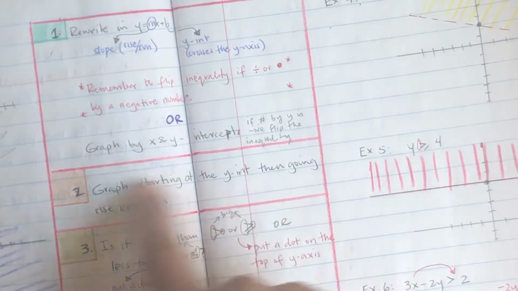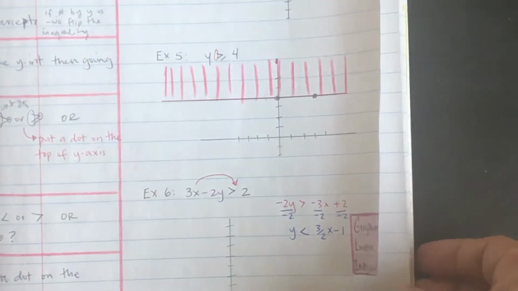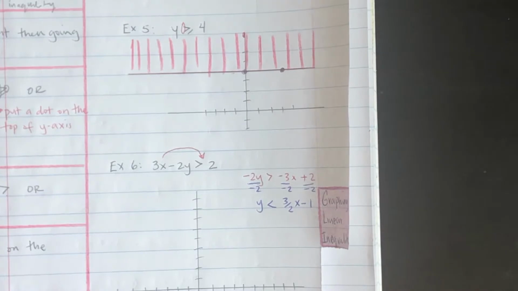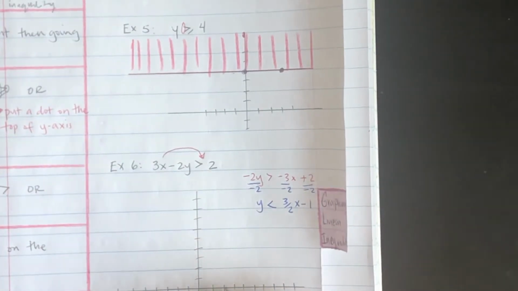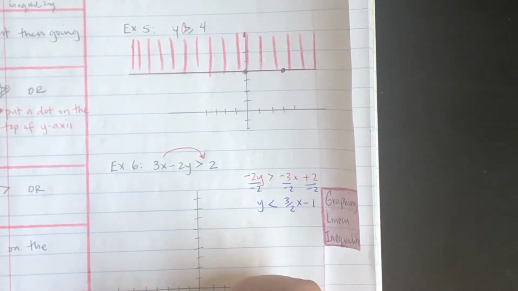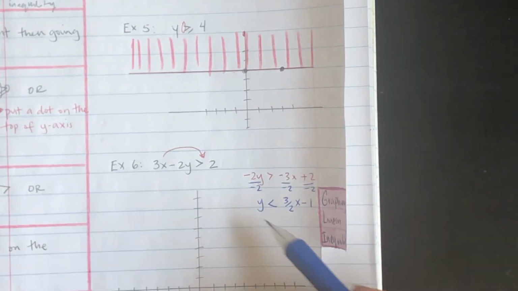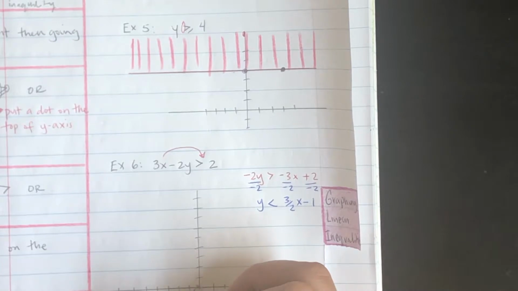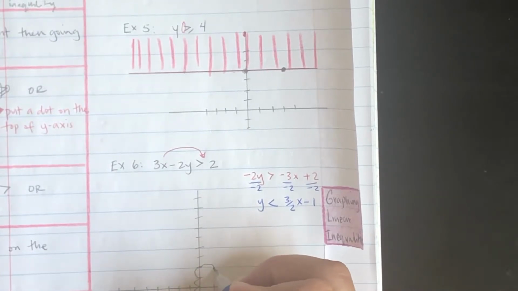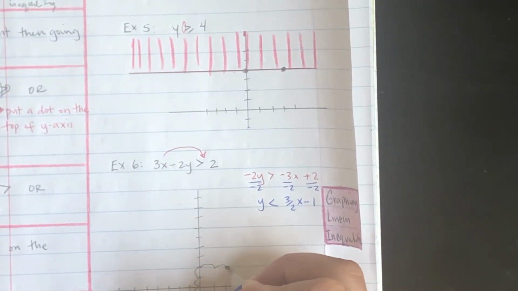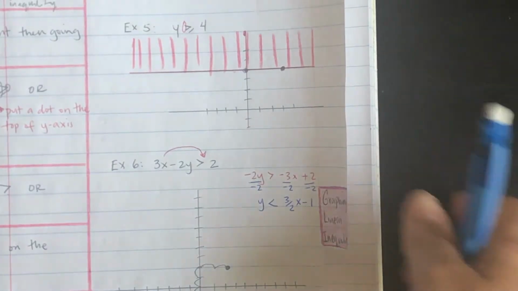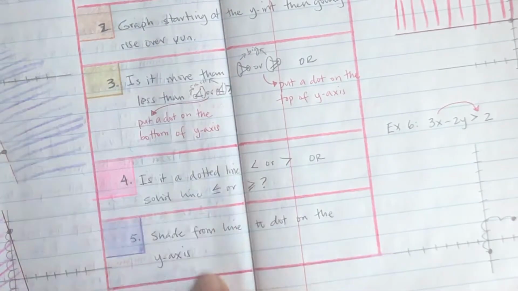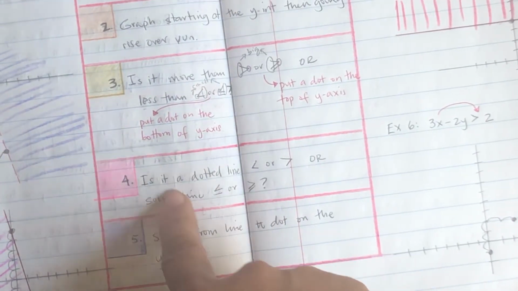Graph starting at the y-intercept, then go rise over run. So which one's the y-intercept again? Negative 1. So we're going to start at negative 1. Okay, and then we're going to rise 3 over 2. So 1, 2, 3, then 1, 2. The listening check. Label this graph with x-axis, y-axis. All right. Is it, oh, sorry, we got to read 4 and then 3. I'm so sorry.